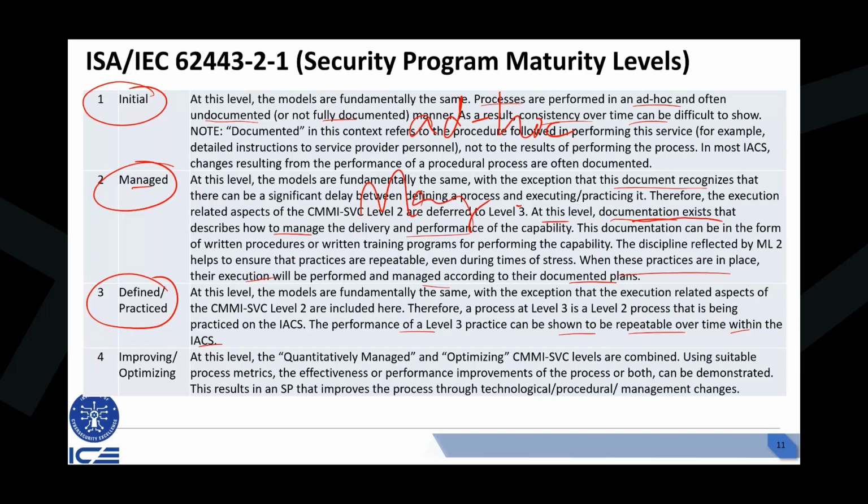And then the fourth level is improving and optimizing, where you have gotten to the point where even the procedural and change management processes, the improvement is also part of the overall concept. So I'll just give a simple example. I know this is becoming a little bit dry, but let me give a simple example of this, which I'm sure everybody can relate to.